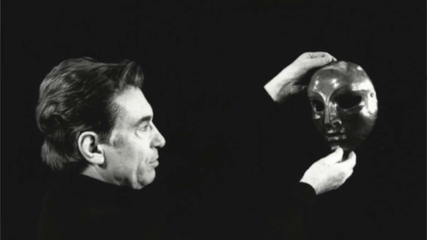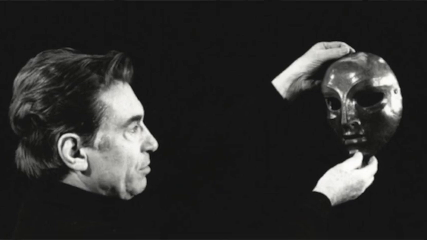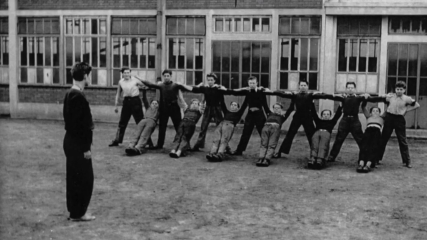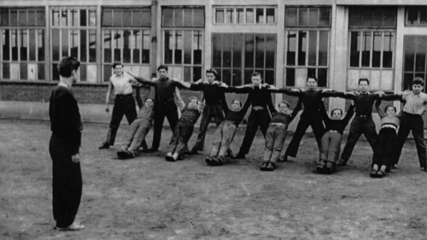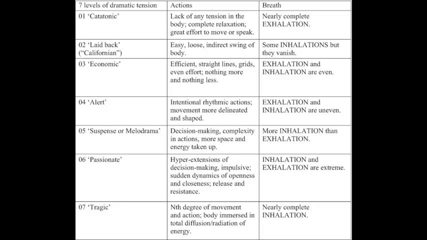Jacques Lecoq had a very different approach to mime. He even referred to Marceau as the mime who killed mime. So he really emphasized mask use and physical theater. He even used words, so he wasn't completely silent. But he was influenced by Commedia dell'arte. One of his most famous techniques was the seven levels of dramatic tension, pictured here, one being catatonic, then laid back, economic, alert, suspense, or melodrama, passionate, and tragic. This was a technique to help physicalize the emotions. Our very own David Fal-Chou studied with Lecoq and said he was his most influential teacher.